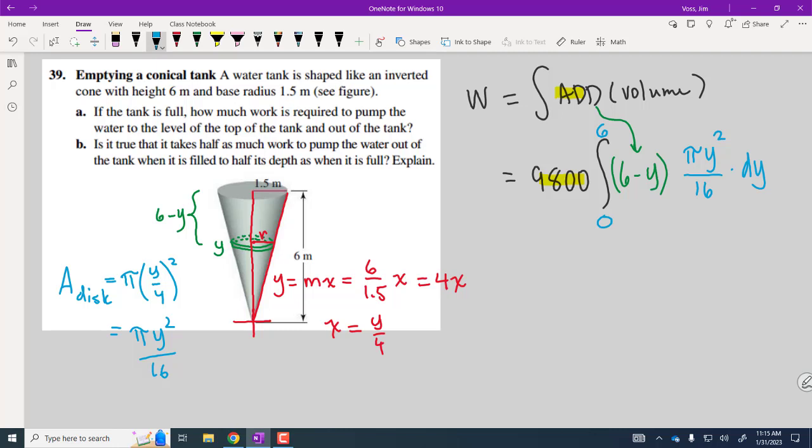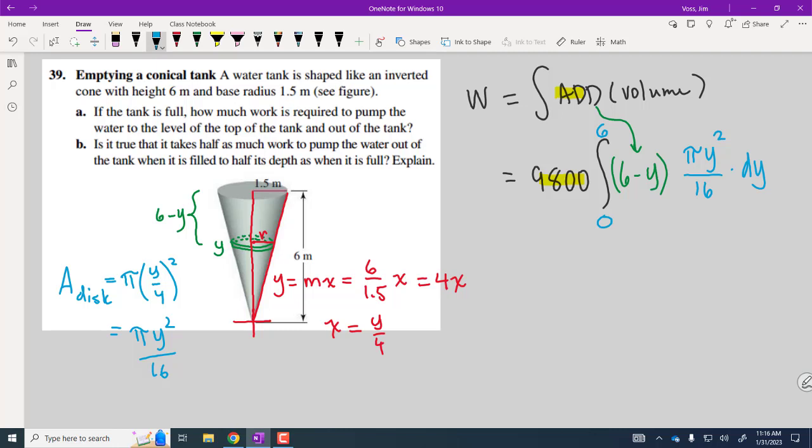What if the tank was only filled to 4 meters? The tank still was 6 meters tall. If the water level only went up to 4 meters and we were going to empty that all out, what would change? The distance traveled is actually not going to change. It's still going to be 6 minus y. It's just that the y's are not from 0 to 6. They're only from 0 to 4. So the only thing that would change is the limits, 0 to 4. Your limits of integration always physically reflect exactly where the water is.